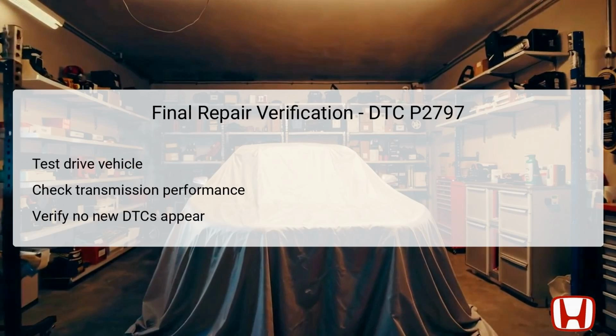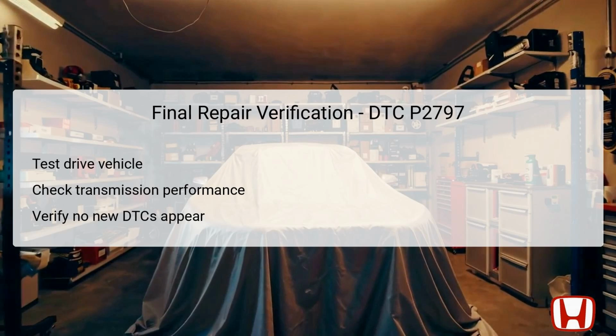After completing the necessary repairs, the final verification step involves a thorough test drive of the vehicle. This is essential to ensure that the auxiliary transmission fluid pump functions properly in real-world driving conditions. During this test drive, the technician should pay close attention to the overall transmission performance. Indicators such as smooth shifting and absence of unusual noises will help confirm that the repair has effectively resolved the initial issue linked to DTC P2797.